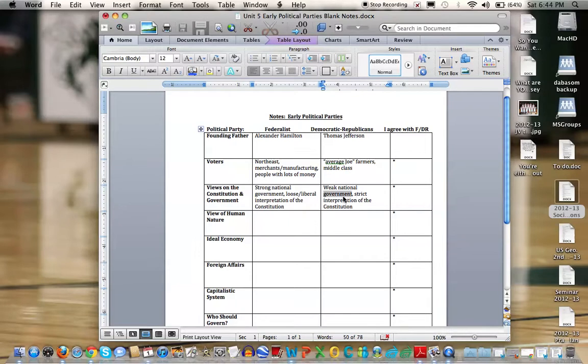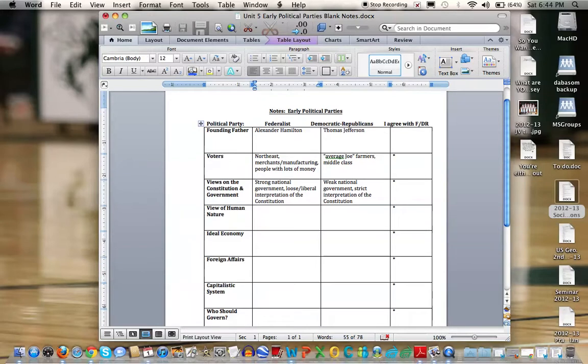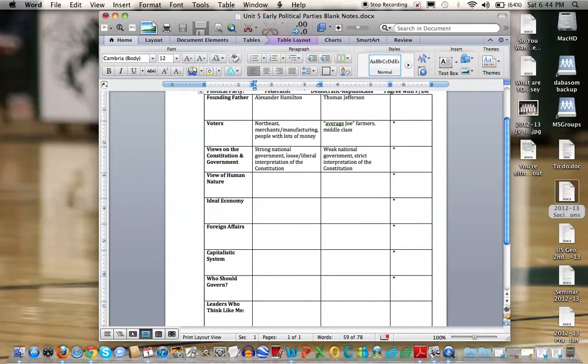So you're going to take a look at these two, the Federalists and Democratic Republicans, and put in this square right here which one you agree more with. View of human nature. The Federalists tended to have a pessimistic view of people. What that means is kind of viewing the glass, and this is just an old saying, as being half empty. If you're pessimistic, you look at a glass of water that is filled halfway as being half empty.